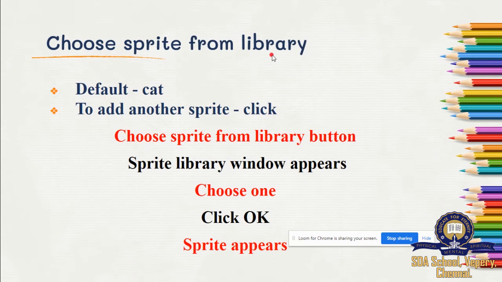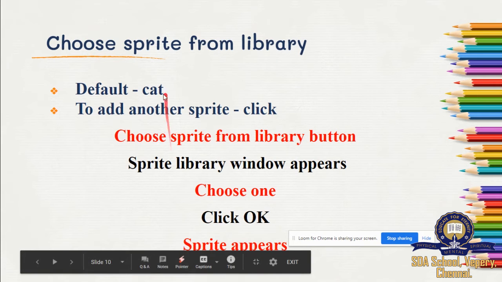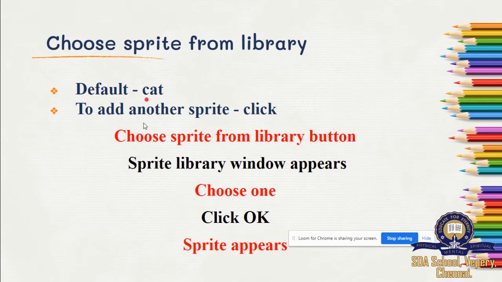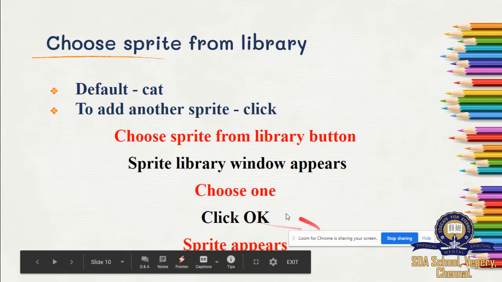Choose sprite from library. When you open Scratch, there is a default sprite, the cat. To add another sprite, click Choose Sprite from Library. That button you have to click. Then the Sprite Library window appears, where lots of sprites are shown. From there you have to select one sprite. Choose one, then click OK. The sprite appears on the stage.